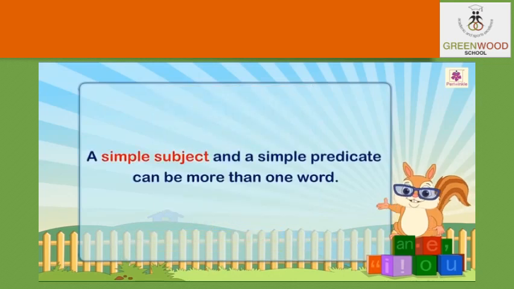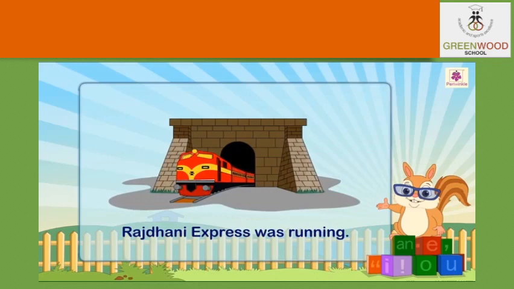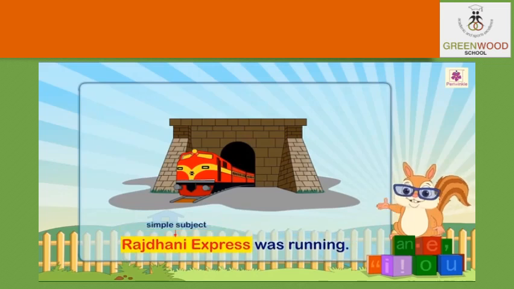A simple subject and a simple predicate can be more than one word. For example, Rajdhani Express was running. Here, Rajdhani Express is the main noun and forms simple subject, and was running is the verb forming the simple predicate.